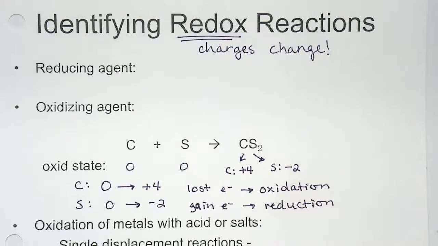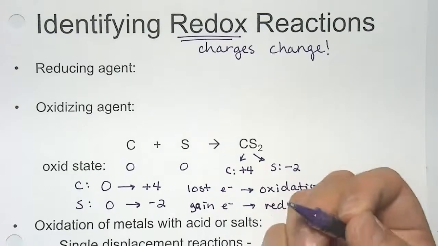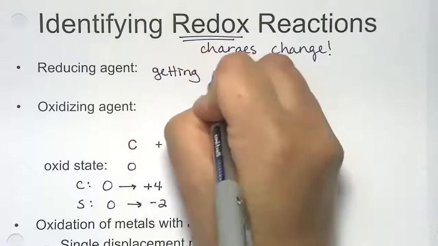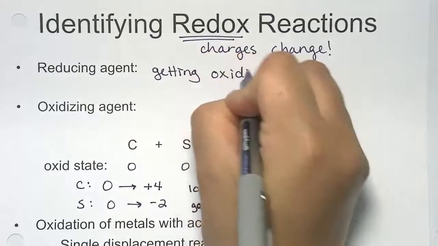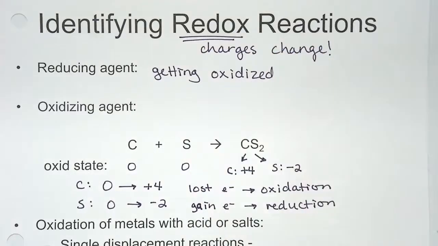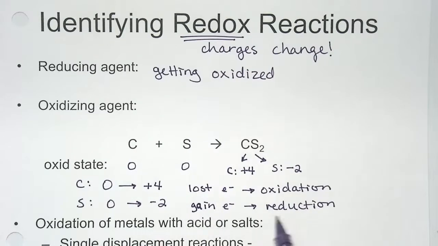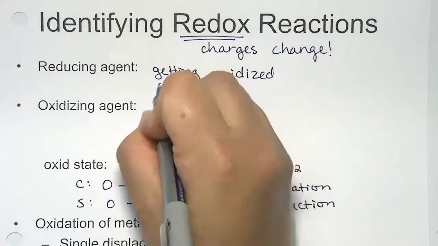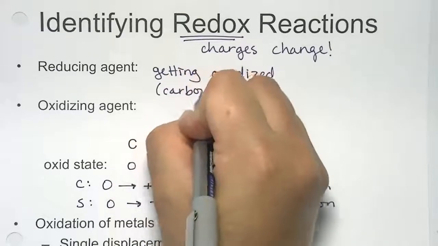Okay, so the reducing agent is the thing getting oxidized. Which thing is getting oxidized and is therefore the reducing agent in this case, Suzanne? So what's happening to the sulfur? It's getting reduced. The carbon, yeah. It's okay, carbon.